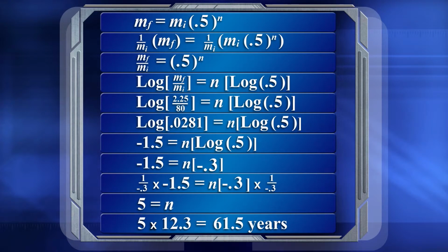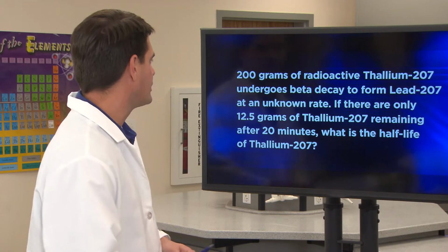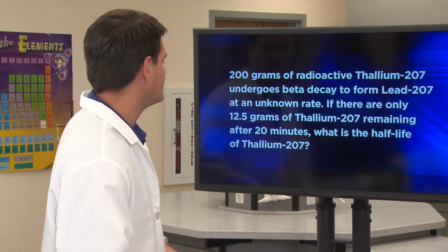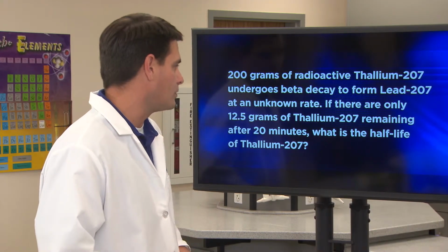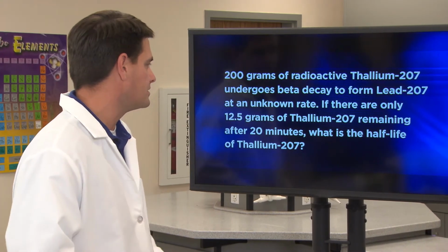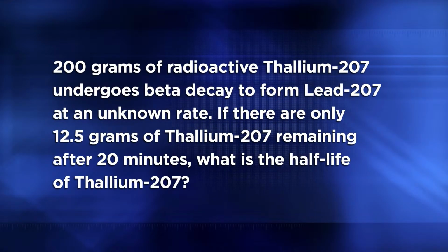Lastly, you can calculate the half-life of any radionuclide if you have some additional information. For example, let's say we have 200 grams of radioactive thallium-207 that undergoes beta decay to form lead-207 at an unknown rate. If there are only 12.5 grams of thallium-207 remaining after 20 minutes, what is the half-life of thallium-207? Try working this out with your partner on your whiteboards.